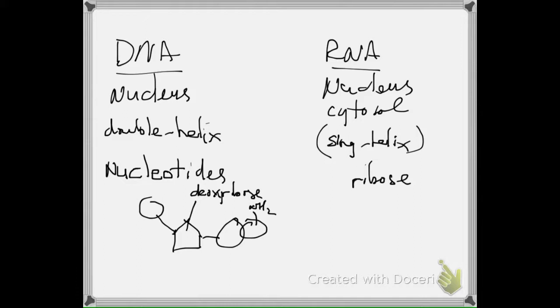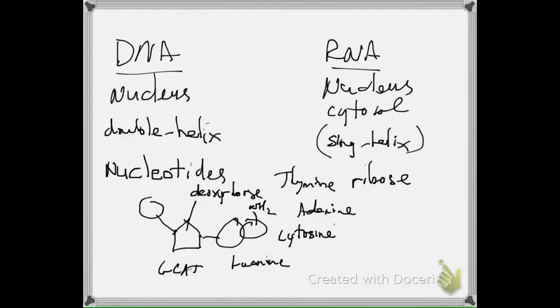Now, as far as the bases are concerned, what bases are found in DNA? GCAT. So, guanine, cytosine, adenine, thymine. Those are the 4 bases associated with DNA.